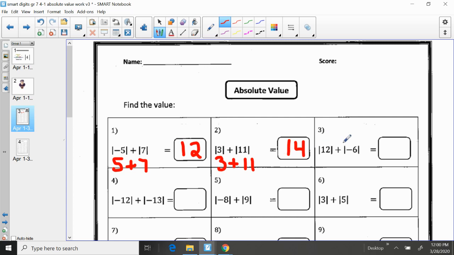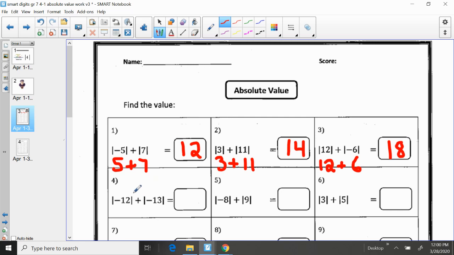Going here, they throw in a negative again. So absolute value of 12 is 12. Absolute value of -6 is 6. And then we're adding them. So what's 12 plus 6? You said 18 because you're so smart.